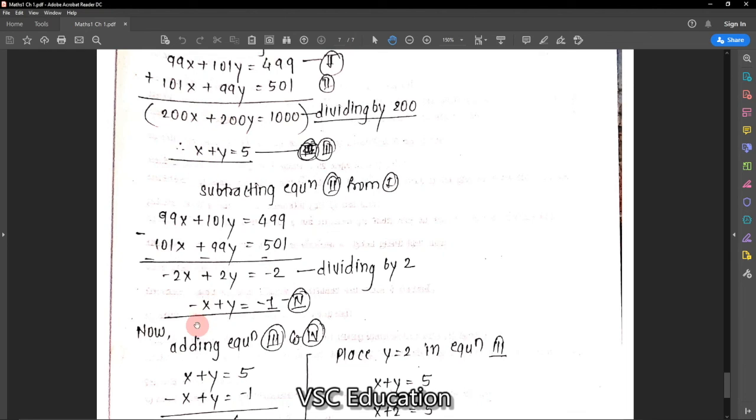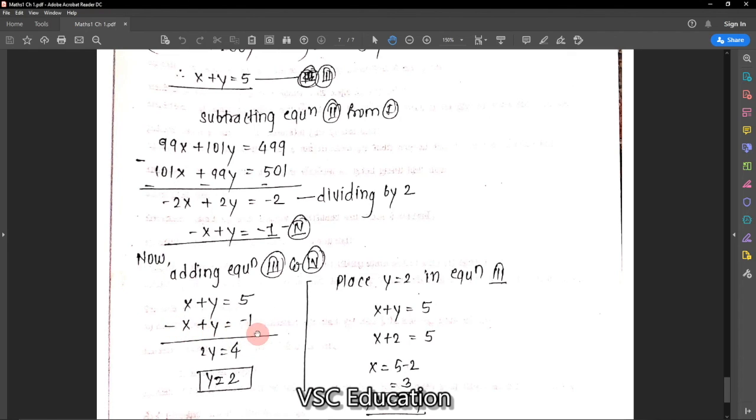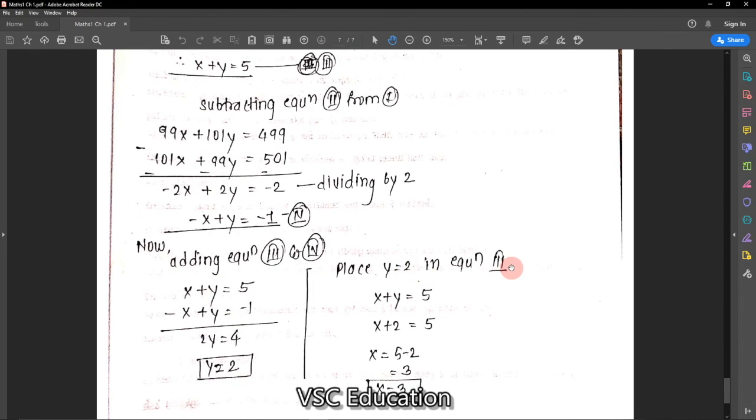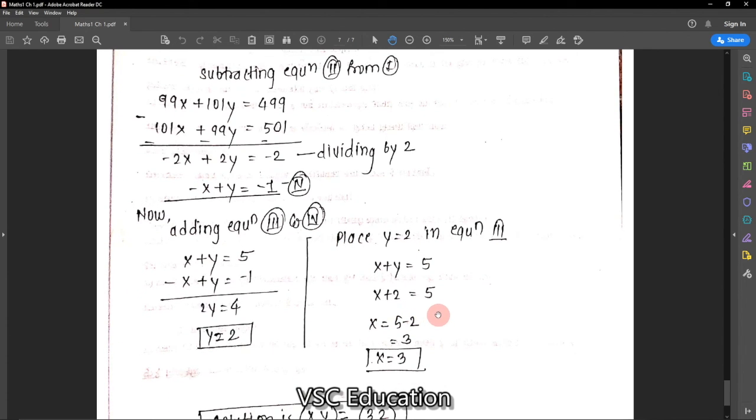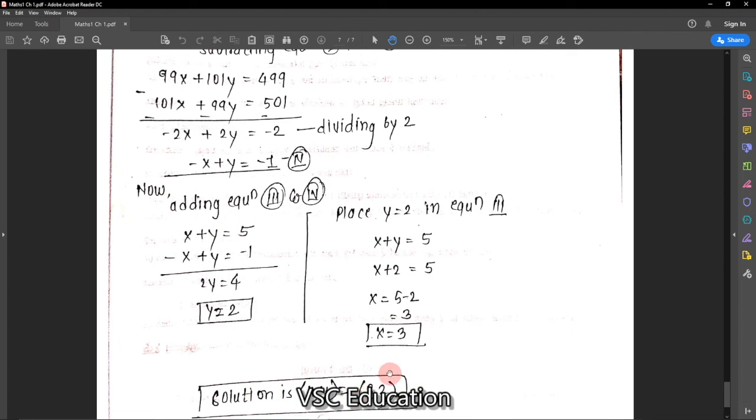Here also the coefficient of x is the same, signs are dissimilar, so adding equations 3 and 4, it is very easy to solve this. x plus y is equal to 5, minus x plus y is equal to minus 1, x cancels, 1y plus 1y is 2y is equal to 5 minus 1, 4, so we get y is equal to 2. Put the value of y in equation third. Any one equation we can put. x plus y is equal to 5, so x plus 2 is equal to 5, we get x equal to 3. What is the value? x equal to 3. So the solution of x, y is 3 and 2, that is our answer.